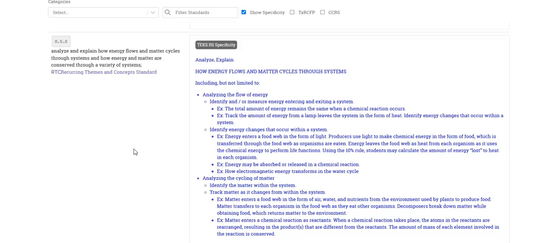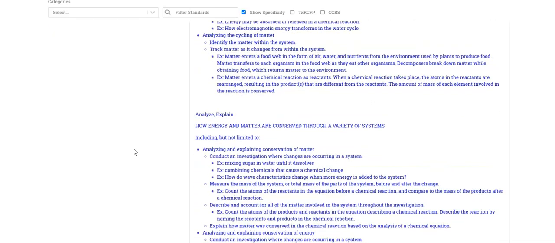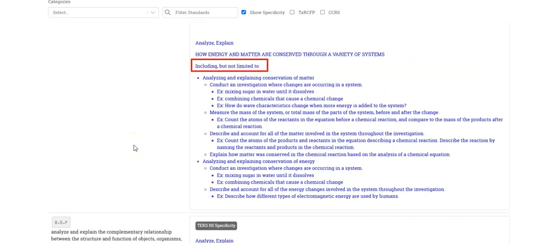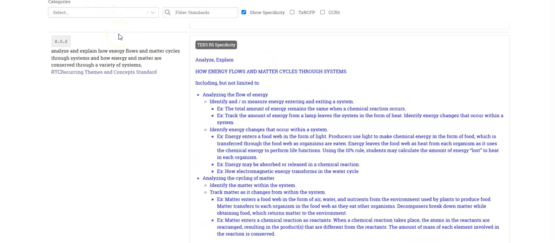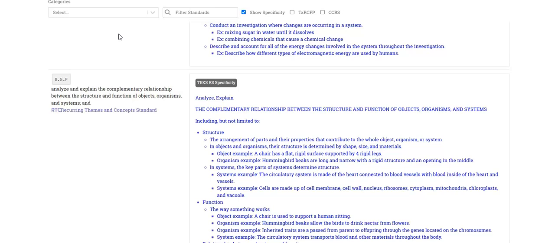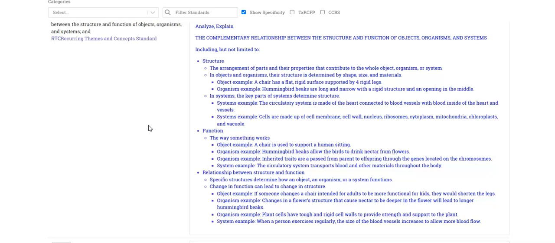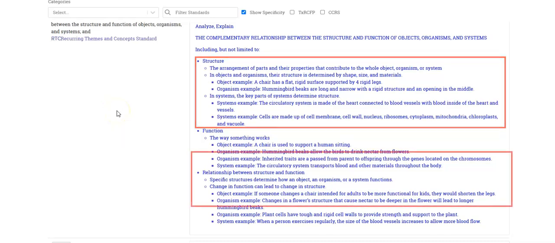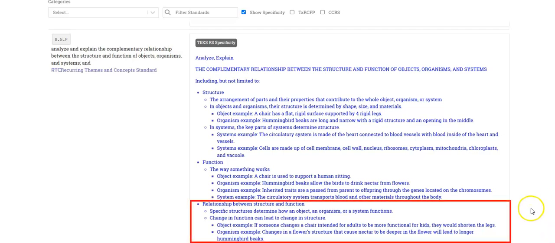the analyze and explain is much longer. It gives you examples on what exactly it's wanting you to teach. And it also says this keyword right here, including but not limited to. So this means these are things you can include, but obviously you can include whatever you need to include that is best for your students. Another example is 8.5F, analyze and explain complementary relationships between structure and function of objects, organisms, and systems. So again, you can see different examples for structure, different example for functions, and then different examples for relationships for structure and function.